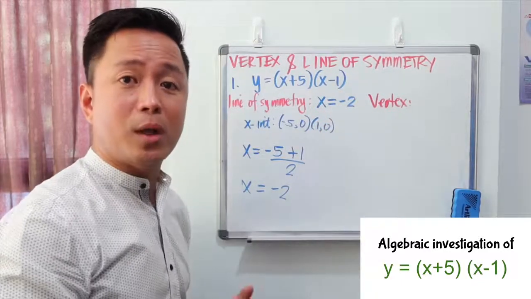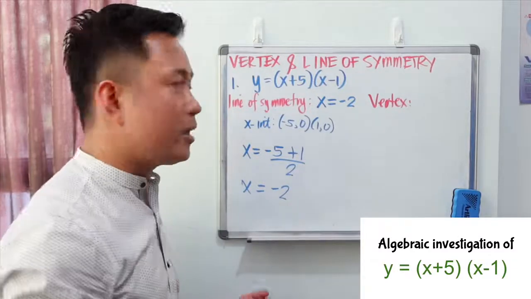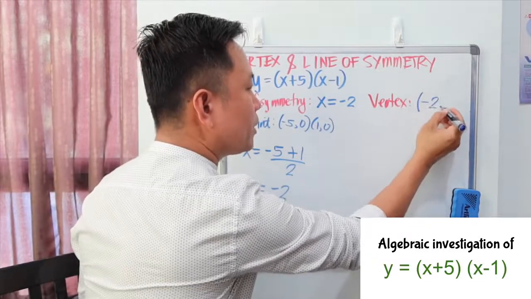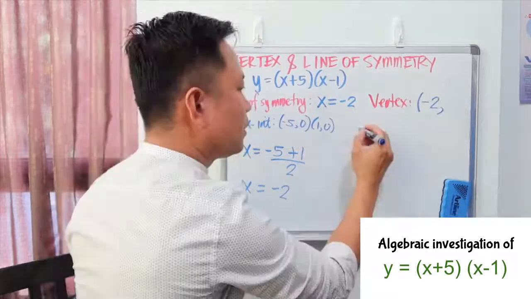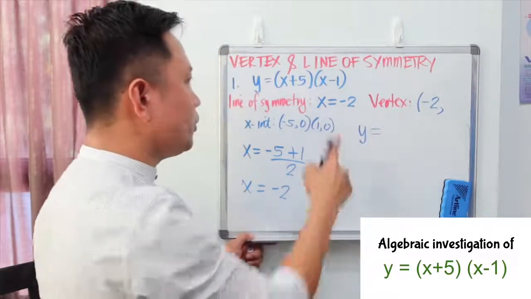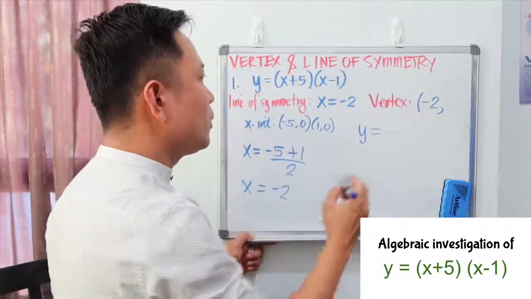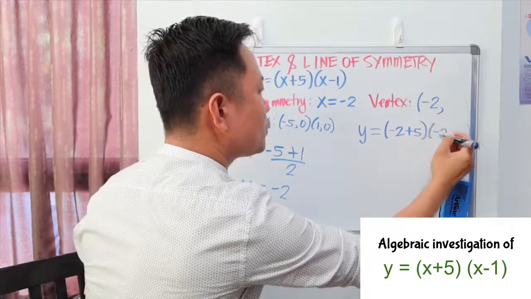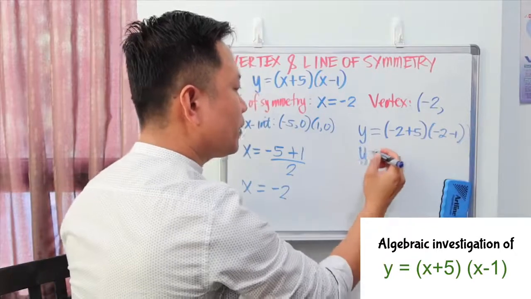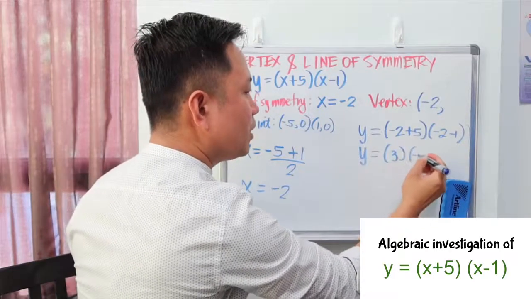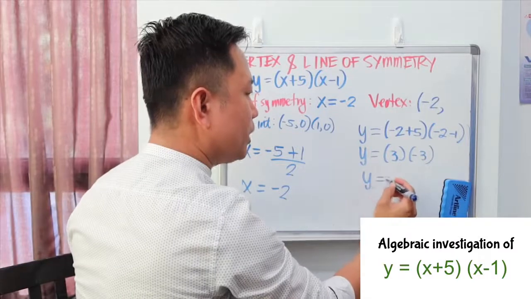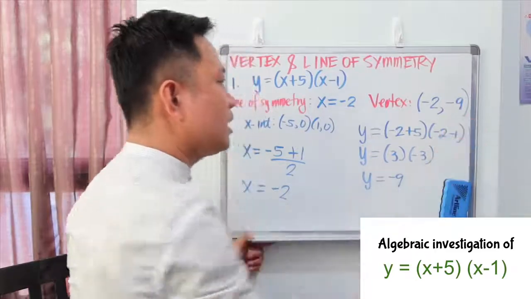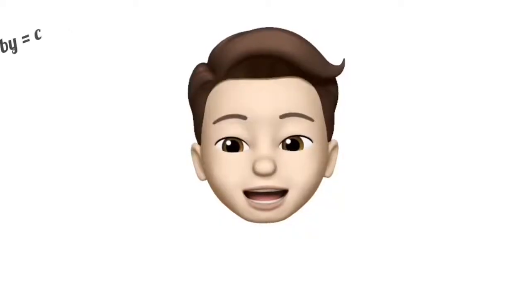Since the line of symmetry will also pass through the vertex, and the line of symmetry is x equals negative 2, this means that the x-coordinate of our vertex is negative 2. So now we need to substitute negative 2 into the quadratic function. We have x is negative 2, so we have (-2 + 5) and (-2 - 1). Simplifying this, we have positive 3 and negative 3, so the y value is negative 9. And this means that the vertex of this quadratic function is at (-2, -9).